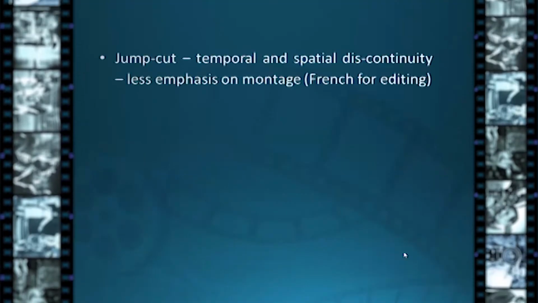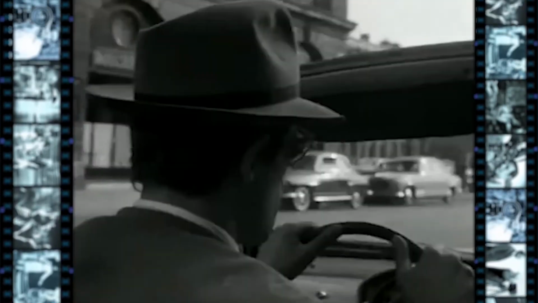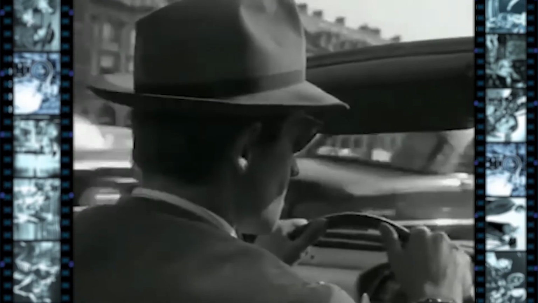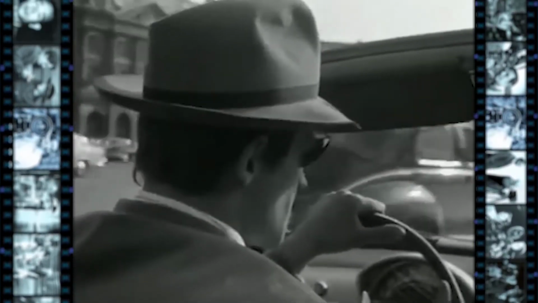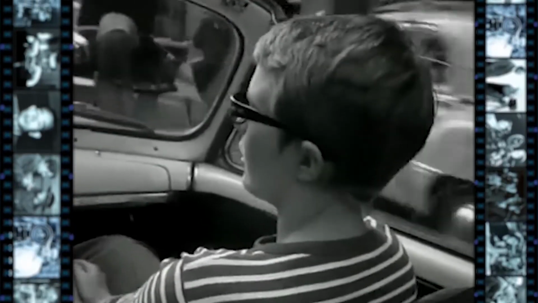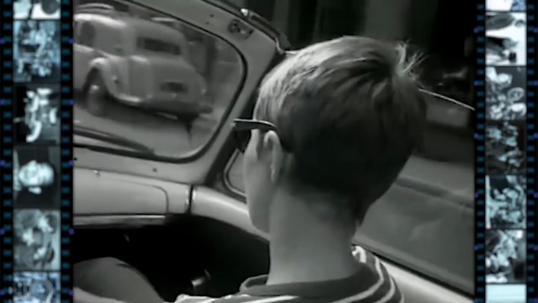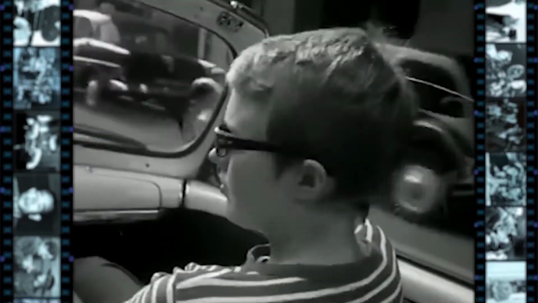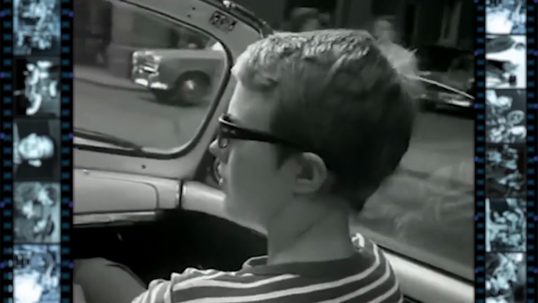Now jump cut, we have recently talked about jump cut with reference to George Méliès, but this jump cut is slightly different. Now what does a jump cut do? It introduces a temporal and a spatial discontinuity, and there is less emphasis on creating a smooth montage or on creating a story or a narrative that is very easy flowing, that is continuous.